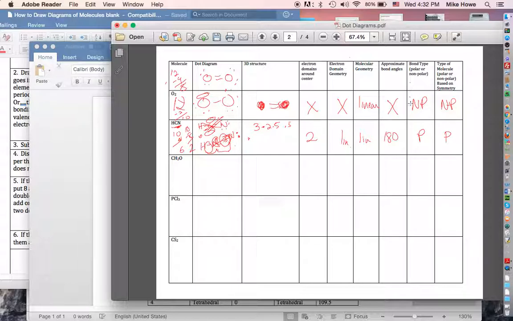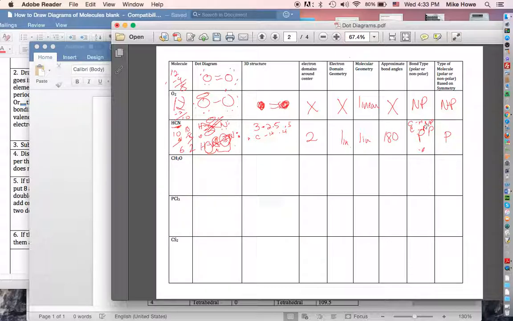So let's go back to this bond type for a minute. The difference in electronegativity between the N and the C is 0.5. Between the carbon and the H, it's 0.4. Okay, so really the CH bond we'd call nonpolar, and the CN bond we'd call polar. Okay, so really should differentiate.